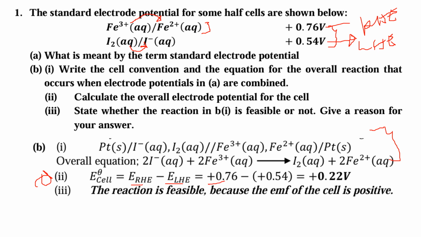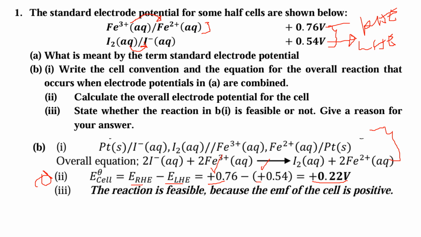But when you're making substitutions, make sure that each and every EMF has its sign attached to it. Don't assume that writing 0.54 is the same as positive 0.54. We need to see this sign present. Then later you're going to end up with an EMF of the cell which is 0.22 volts.